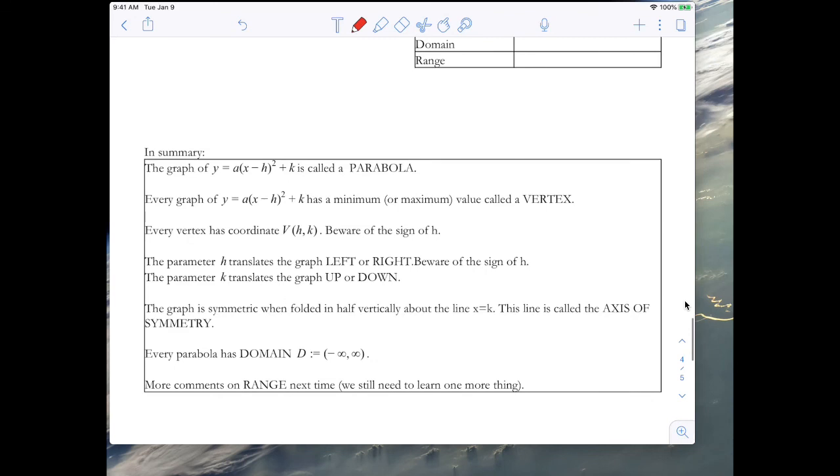Okay, so in summary, the graph is called a parabola. Every parabola has a minimum or a maximum called a vertex. It has coordinate value of h, k. Beware of the sign of h. The parameters h and k translate either left or right or up and down. Again, beware of the sign of h. The graph is symmetric when folded in half vertically about the line x equals h, and that line is called the axis of symmetry. Every parabola has domain -infinity to infinity, and I'd like to save my comments on the range until next time because we still have to learn one more thing.